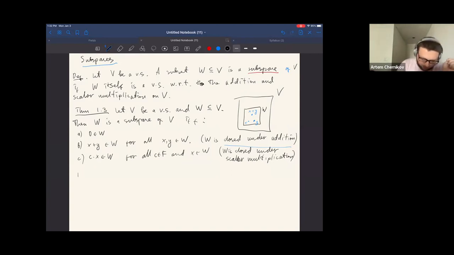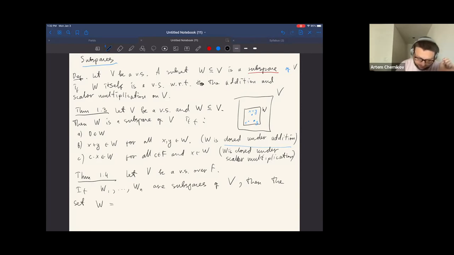And one important property of subspaces of a given space is that we can intersect them to get a new subspace. So this is theorem 1.4. Let V be a vector space over some field F. Now if I give you finitely many subspaces W1, W2, etc., Wn, all subspaces of V, then the set W given by the intersection W1 intersection W2, etc., intersection Wn is also a subspace.